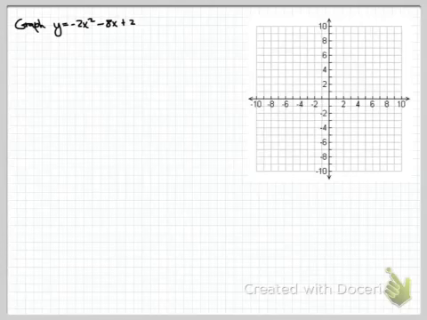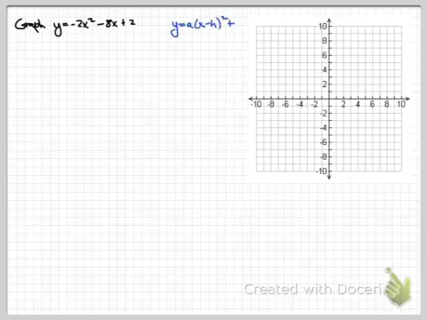Alright, so looking at the equation of this parabola in standard form, I don't know much about what it looks like. That's pretty tough to graph as it stands. So what we're going to try and do is put this into vertex form of a parabola, and if I can transform this into something that looks more like that, I think we're going to have a much easier time graphing it.